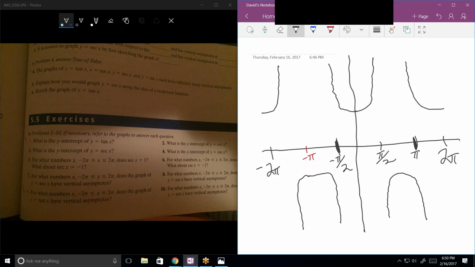This is 1 right here. Well, I guess there's three values where the secant is equal to 1. What are they? Well, that's at x equals 0. One of them is there. How about this one over here? And then negative 2 pi and then 2 pi.